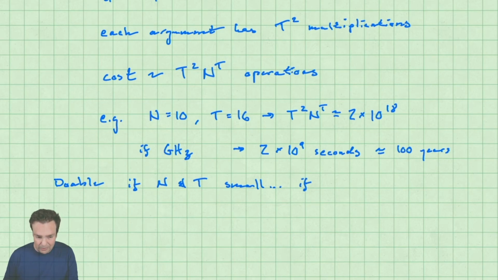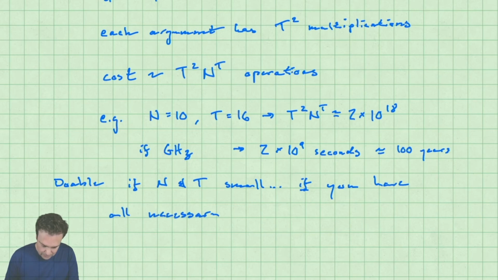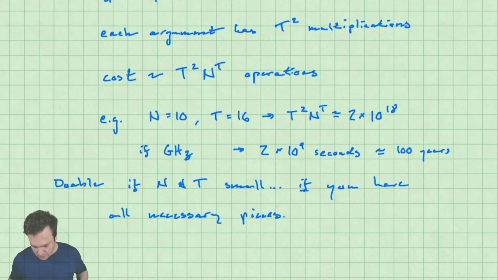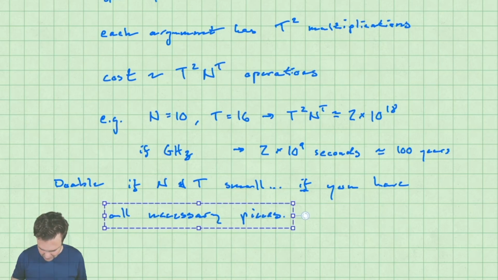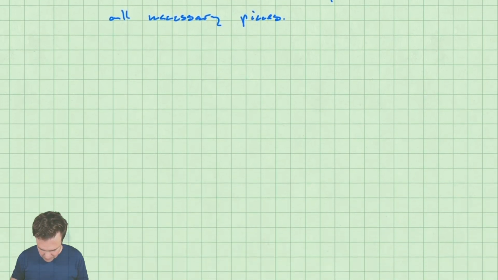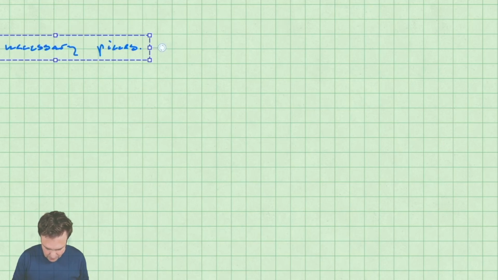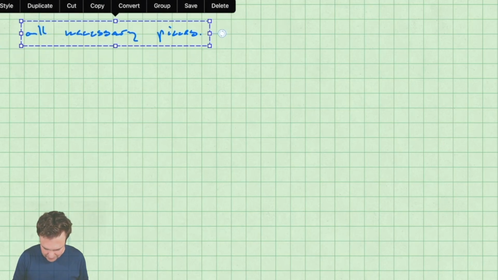So anyways, it's doable if n and t are small, but it also requires you to have a whole lot of ingredients. So if you have all the ingredients, or all the pieces that are needed, let's think about what those necessary pieces are. There's quite a lot of pieces, so let's see if we can make sense of them all.